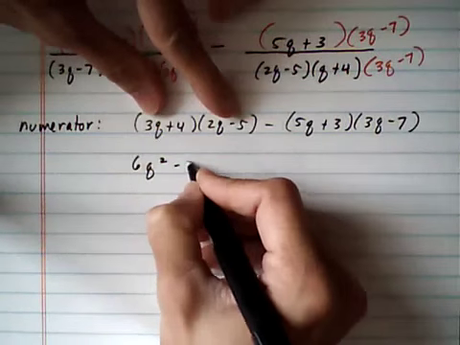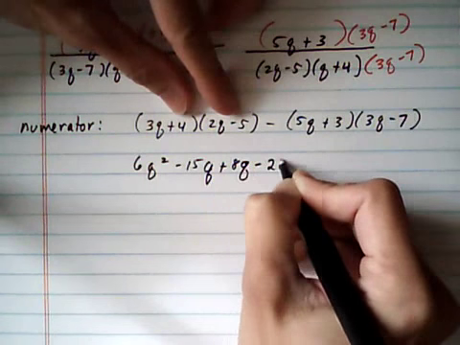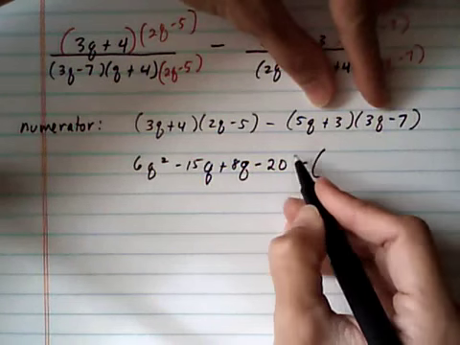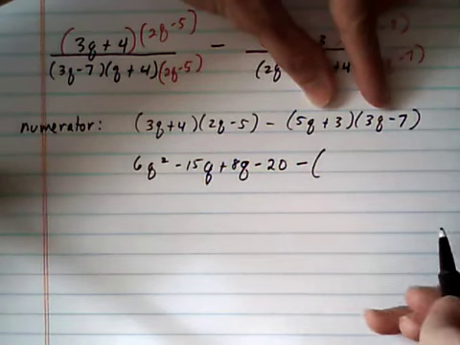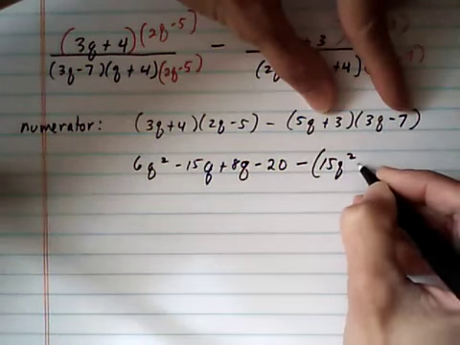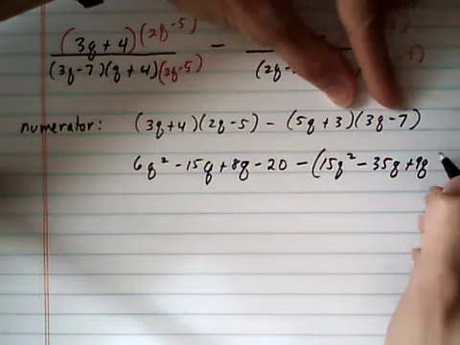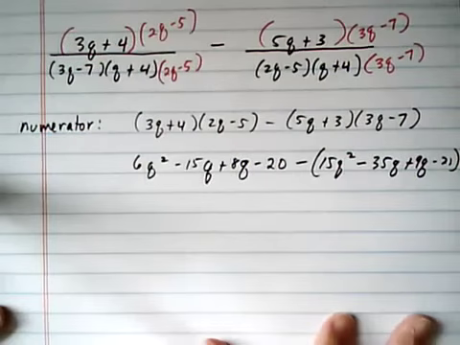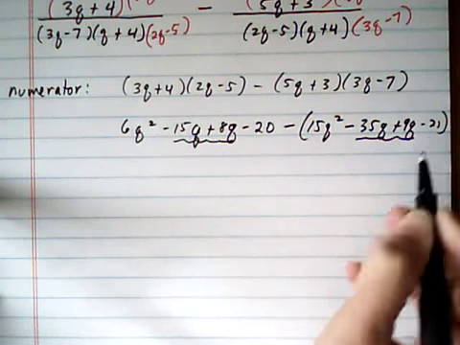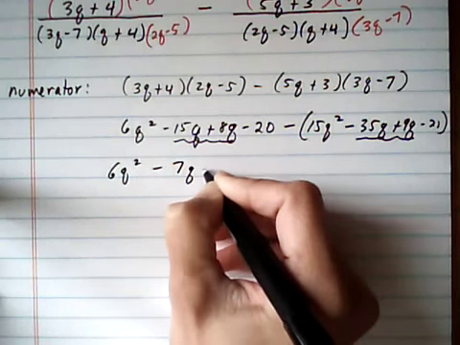So we FOIL it out, and we get 6q squared minus 15q plus 8q minus 20. Take away, and I'm going to put take away parentheses and FOIL this thing out, and after I'm done FOILing it out, then I'm going to distribute in my minus sign. That way I don't have any sign errors happening. 15q squared minus 35q plus 9q, and take away 21. So that gives me, let's see, let's simplify a little bit within here, combine our like terms that we've got. 6q squared minus 7q minus 20.